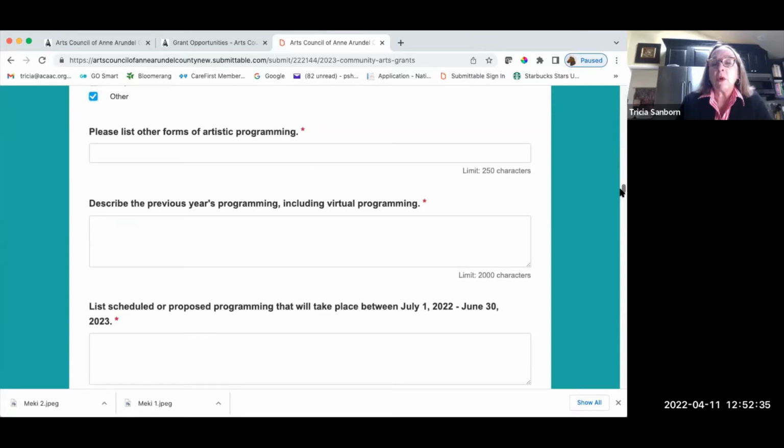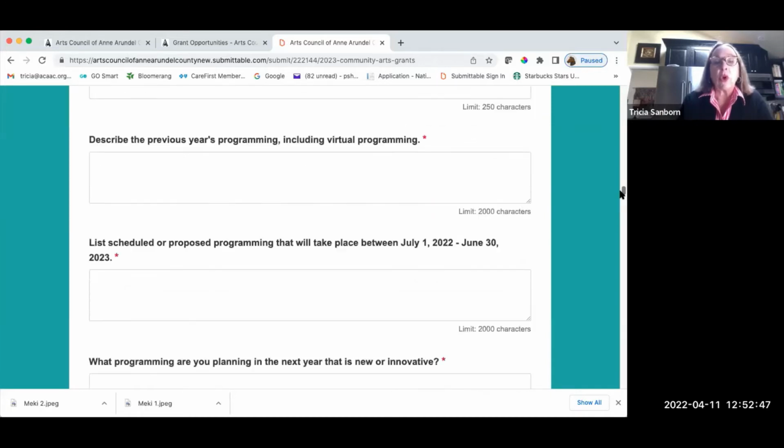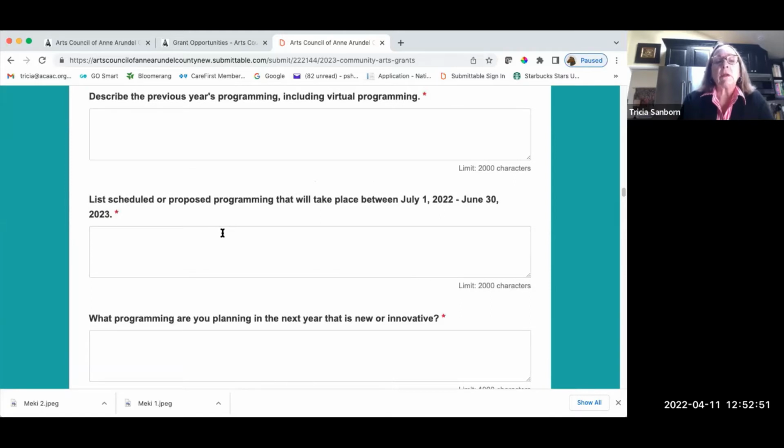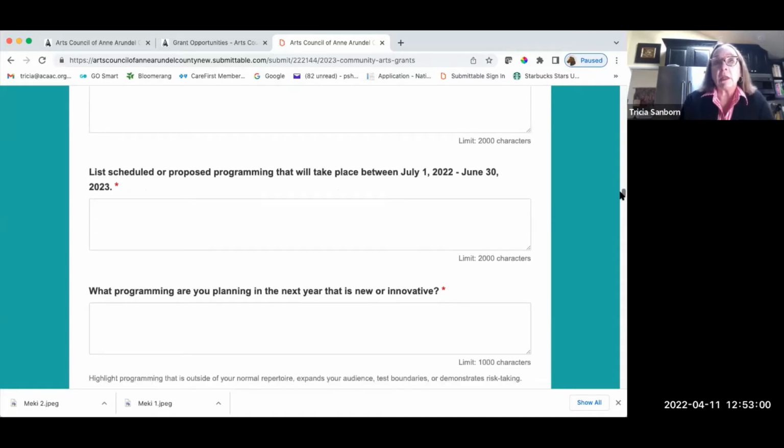Describe last year's programming, including virtual programming. You can bullet point this. You can give us dates, etc. Any kind of information you want to or can provide about it. Again, this is similar, except we're looking at between July 1, 2022 and June 30, 2023, which is basically the performance period of this grant.